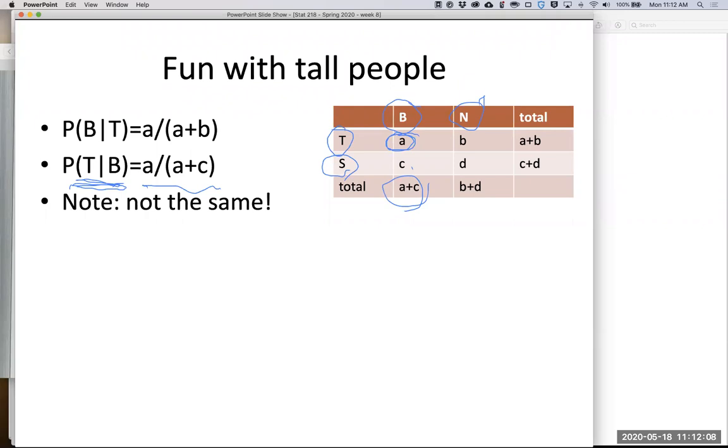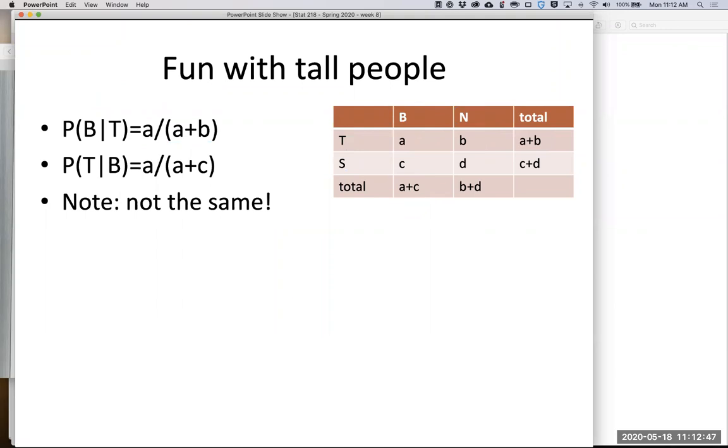That's very different than the chance that you play in the NBA if you're tall. Of the tall people, there's tall in the NBA and tall who don't play basketball professionally. My guess is B is a lot larger than A, so A over A plus B is going to be very tiny. The rate of playing in the NBA if you're tall is tiny, but the rate of being tall if you play in the NBA is quite large. Forgetting those two facts, confusing them, is sometimes called confusion of the inverse. Very common problem.